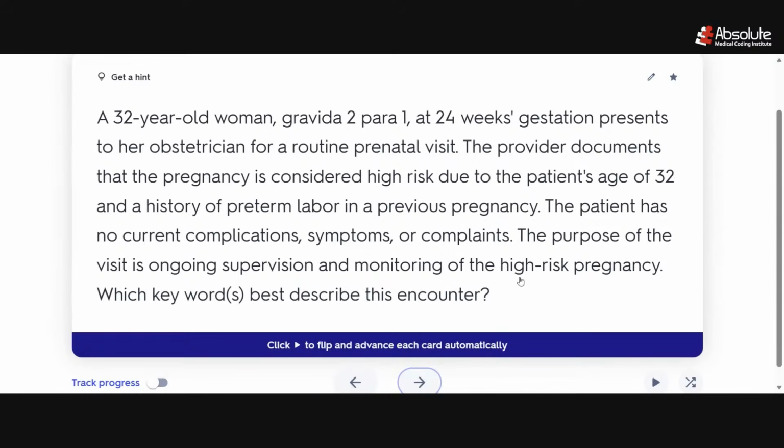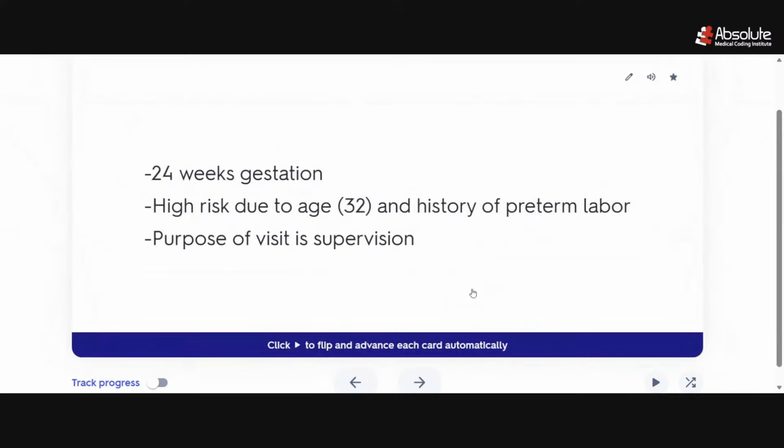Okay. So lots of words. What are we taking out of this scenario to kind of shorten it down? So I'm taking out that 24 weeks gestation, the high risk due to age, the age being 32, and then the history of preterm labor. And then also the purpose of this visit is supervision, specifically the supervision of the high risk pregnancy. So all of those, put the answers in the chat. Great job, great participation as always.